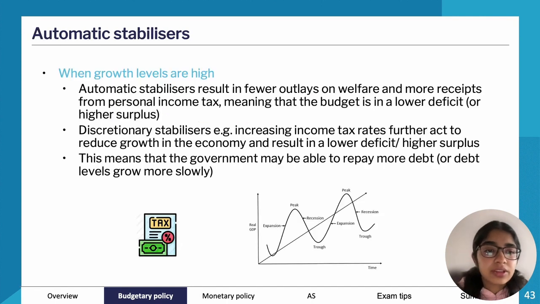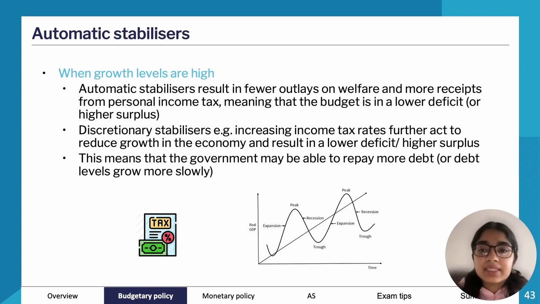Okay, so let's go to the next slide. So this is about automatic stabilizers. So it's basically when, let's say you have high growth levels, right? If growth levels are high, automatic stabilizers means that there are less outlays, so less welfare that you pay, more receipts from personal income tax, and then there's a less deficit or a higher surplus.